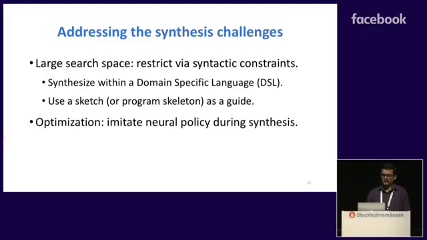So let's address the synthesis challenge that we've encountered. The first challenge was the large search space. And this is a recognized problem in all of program synthesis. So the first way to deal with this is to synthesize within a domain-specific language. So we need to put syntactic constraints on our search space. And one of the ways to do that is to use a domain-specific language instead of a general purpose programming language like Python or Java. The second way we do this is to use a sketch or program skeleton as a guide during synthesis. The second issue of optimization is dealt with by imitating a neural policy during synthesis. This imitation gives us a pseudo-gradient, which provides a mechanism to reduce the dependence on discrete optimization.